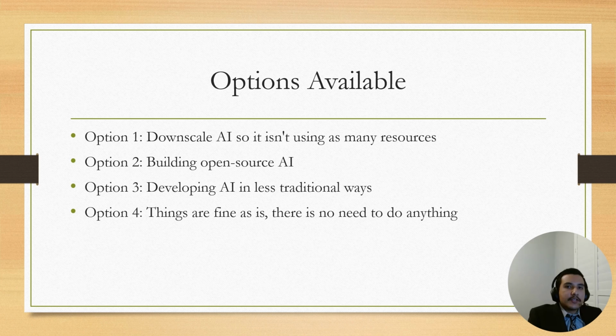The options we suggest are: 1. Downscale AI so it doesn't use as many resources. 2. Build on open source AI. 3. Develop AI in less traditional ways. Or 4. Simply do nothing about it and leave the industry as it is.